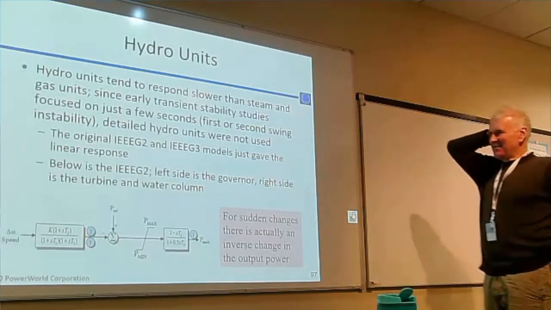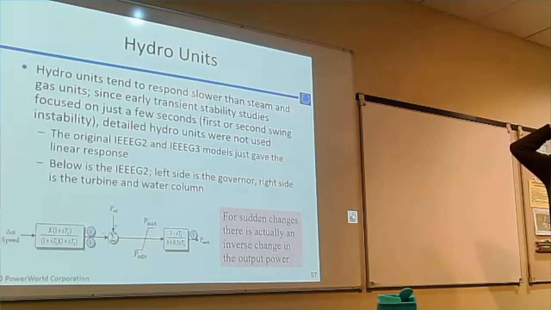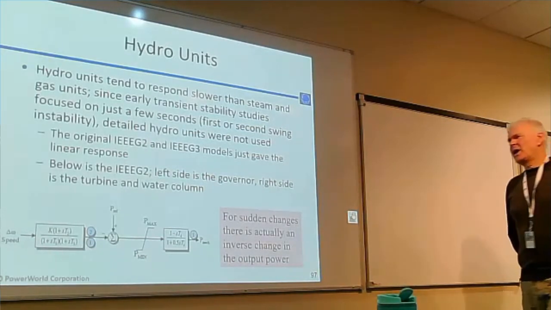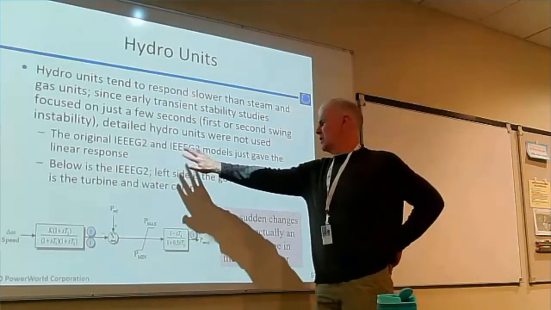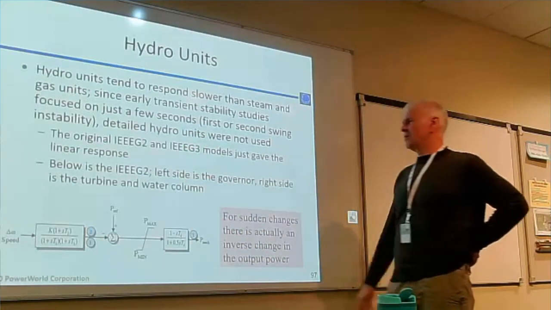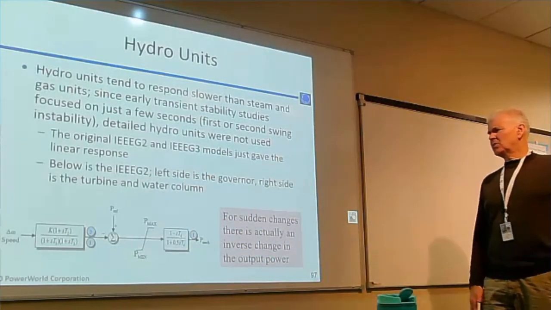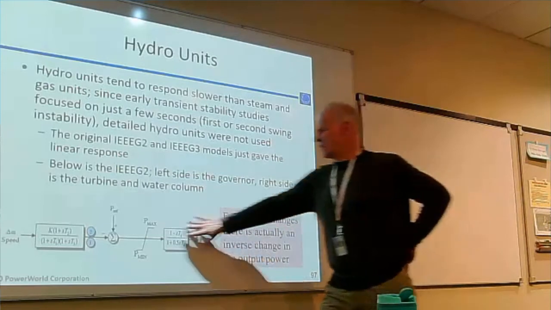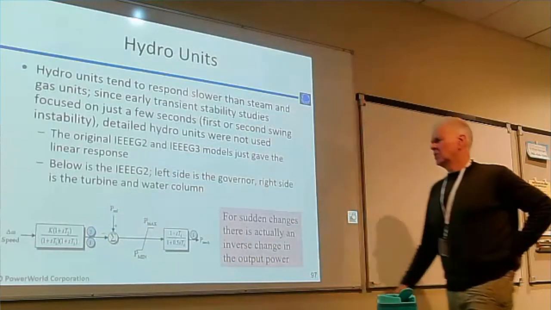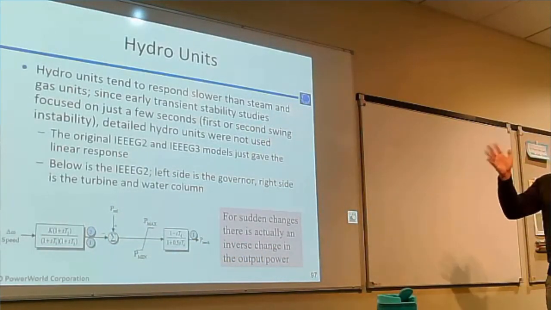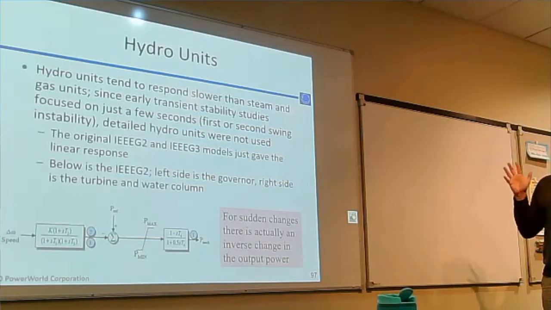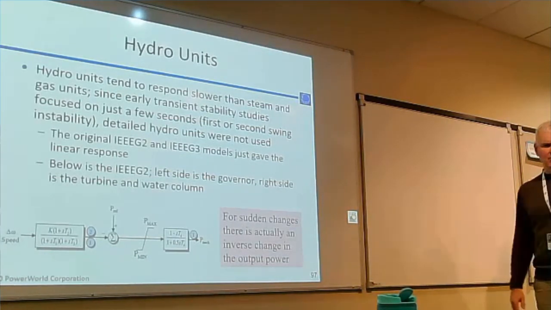Something of importance to you guys are hydro units. Hydro units tend to respond slower than steam and gas units. There are different ways to represent hydro units. There are the older ways, which are the IEEE G1, G2 and G3 models. They just gave a linear response. This is an IEEE G2 model here, and I'll talk in the next couple of minutes about the details of where these things come from.